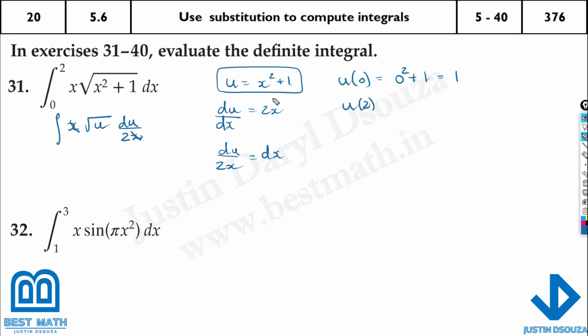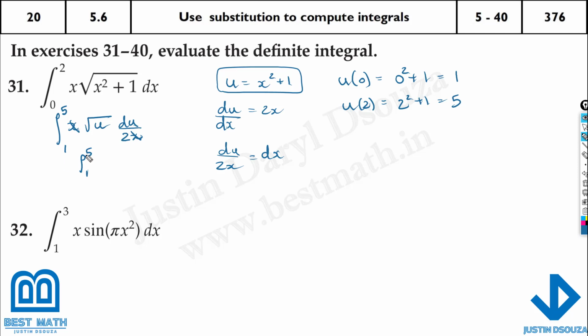What about u of 2? That is the upper limit. That will be 2 squared plus 1, that is 5. So now the lower limit is 1 and the upper limit is 5. The limits also change. This is the important part in this type of problems. Now we know it is 1 to 5.